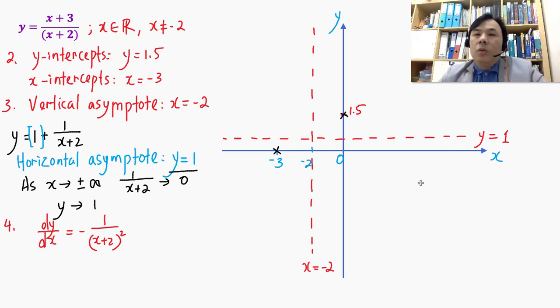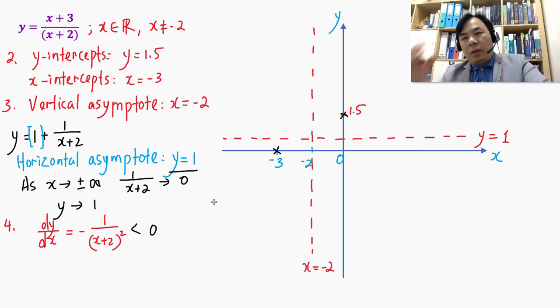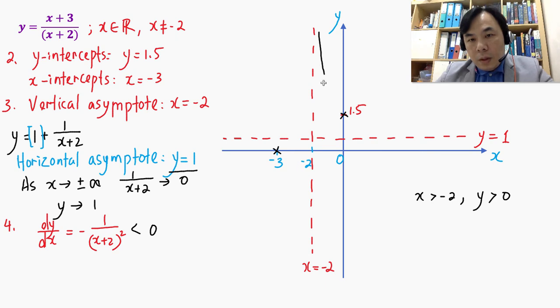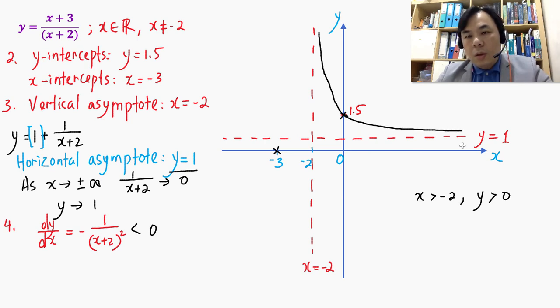You also notice that the gradient of the tangent is always less than 0, which means it's always going down. And then lastly, we just need to test the final criteria. For any x that is greater than -2, that must be a positive number. So therefore, the y must be positive. It means that the graph must appear here. So just let me try to draw this. Pass through here. Yeah, and then there you have it.